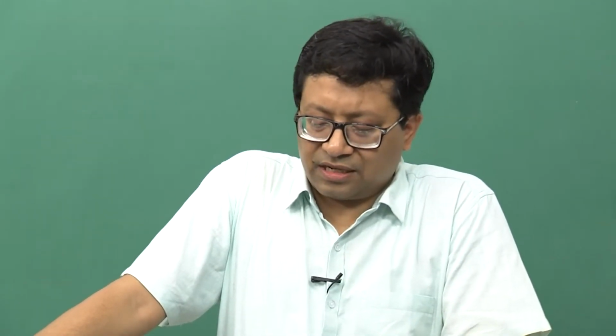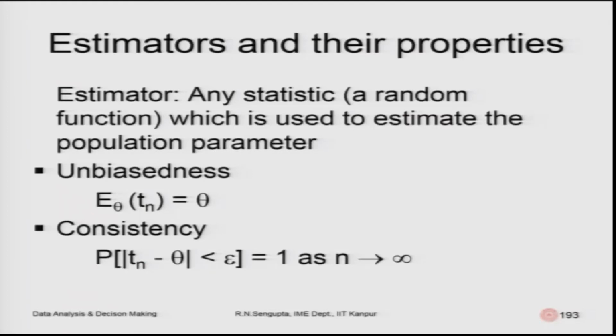Any statistic, a random function which is used to estimate the population parameter, should have two characteristics: one is unbiasedness and one is consistency. In unbiasedness, if you remember, I will draw the same diagram which I have done. Let me change the color so that it is easy for us to follow.